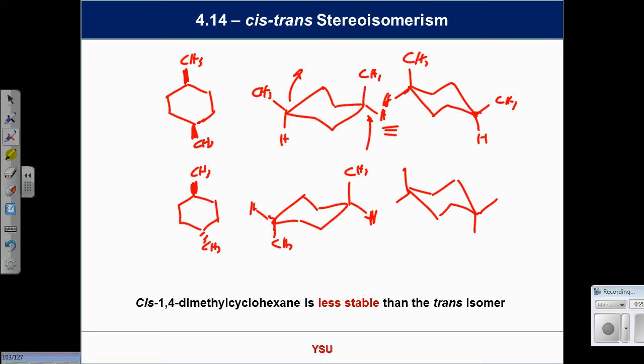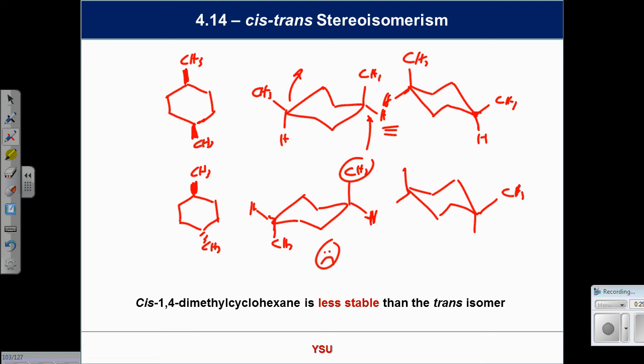Looks like that. Good, bad, or ugly? Don't like that at all. What can it do to alleviate that problem? It can flip. So if it flips, this guy goes where? Axial or equatorial? Equatorial. And be very careful, folks. I have not turned my molecule at all.